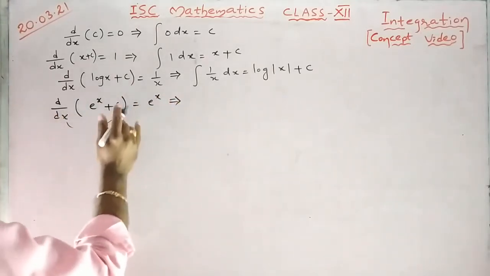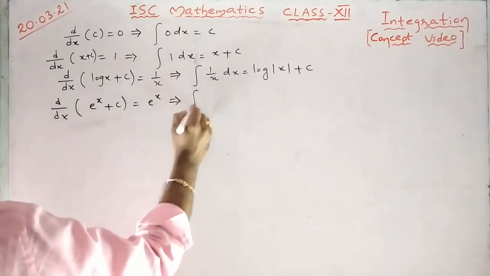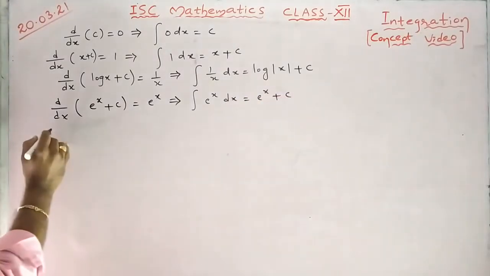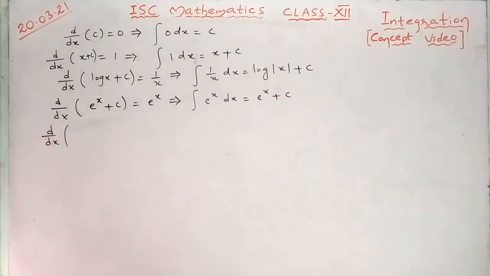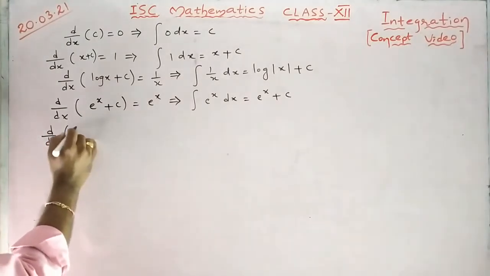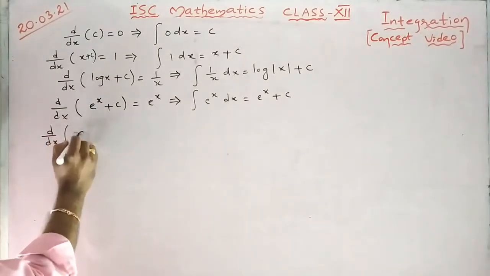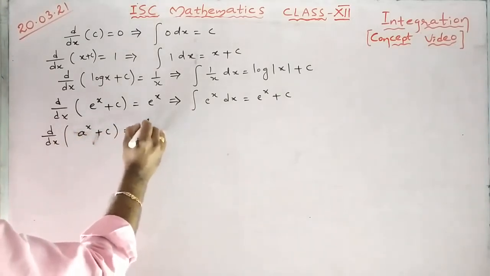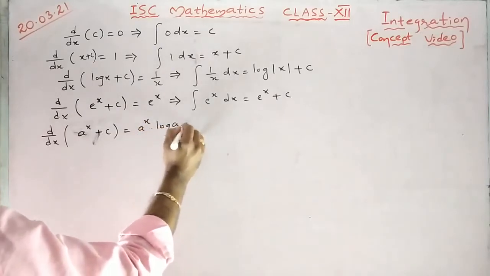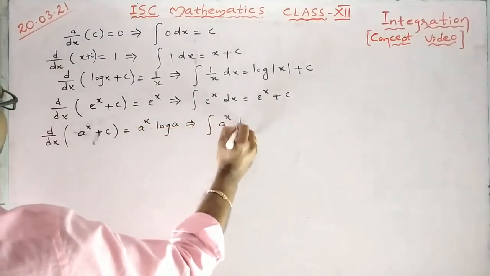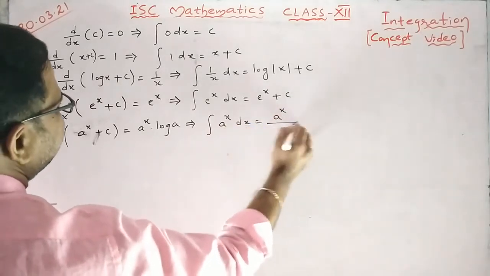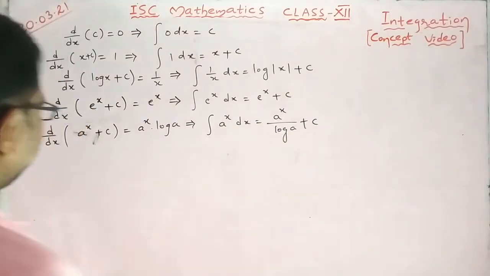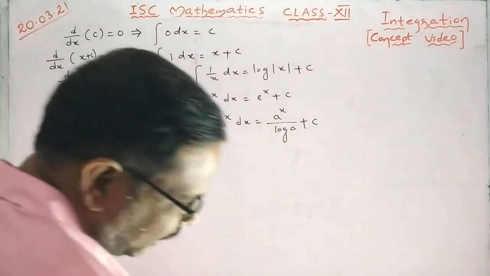When d by dx comes this side, we have integral e power x dx equal to e power x plus c. Okay. So d by dx of a power x by log a plus c equal to a power x. But when it comes to integration, integral a power x dx we can write as a power x by log a plus c, right?